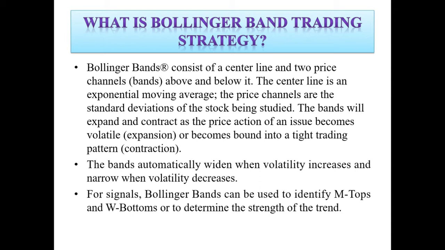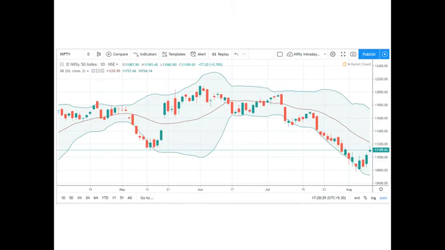The bands will expand and contract as the price action of an issue becomes volatile or becomes bound into a tight trading pattern, that is, contracts. The band will automatically widen when the volatility increases, and it will narrow down when the volatility decreases. For signals, bands can be used to identify M tops and W bottoms to determine the strength of a trend. We'll look at this with an example here.